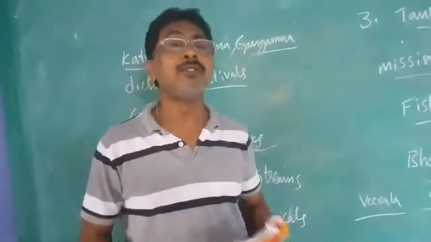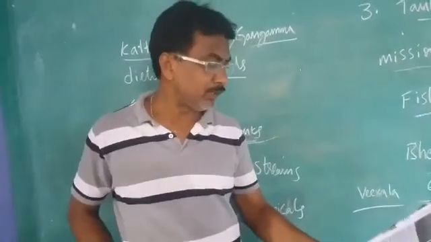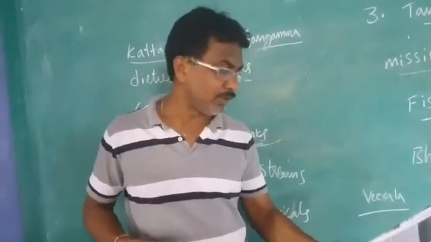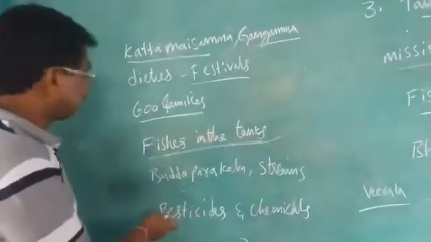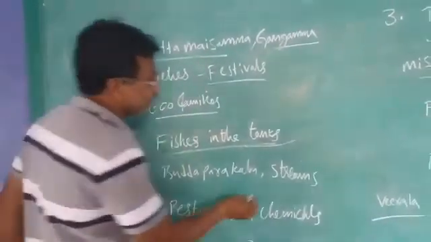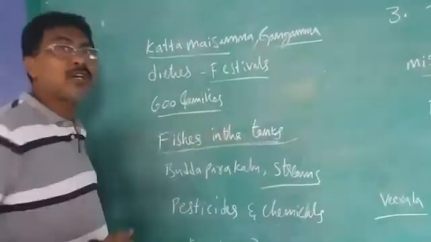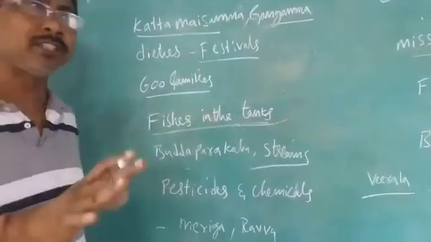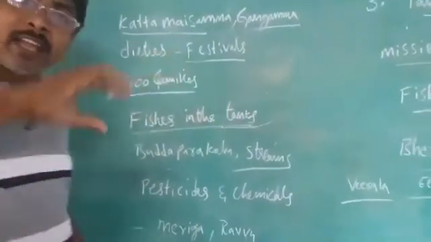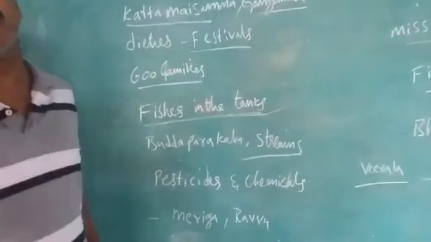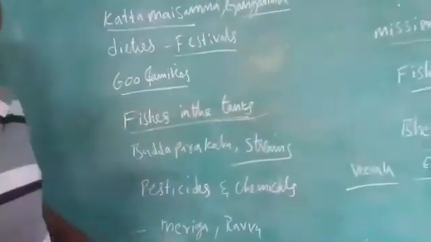They catch fishes like Buddha Parkalu in the rivers and the small streams, where they grow the fishes. Then they catch the fishes in the morning and in the evening, and they go and sell them in the market.